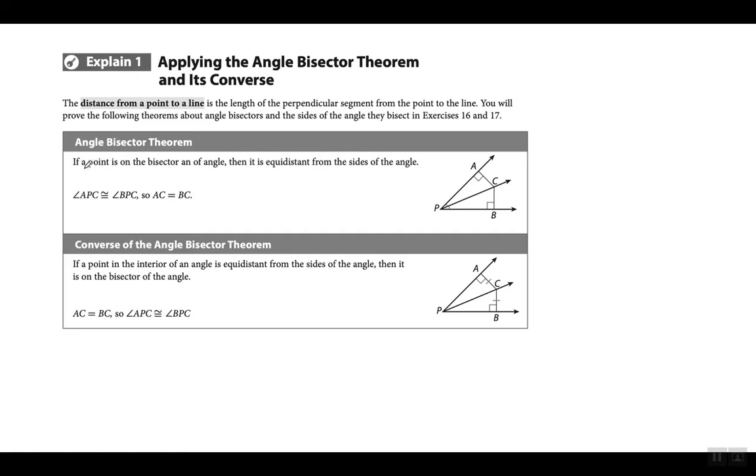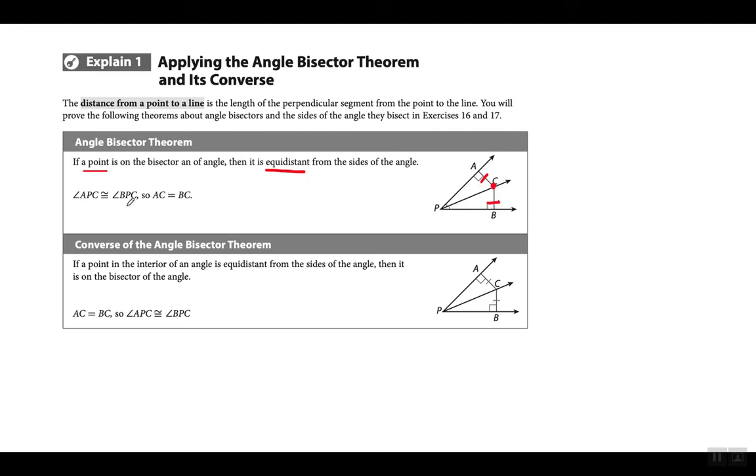Okay, now look at what it's saying here. This is the important part. If a point is on the bisector of an angle, so for example, point C, look at point C. If that point is on the bisector of an angle, which it is, then it has to be equidistant. That means equally distant from the sides of the angle. In other words, CA is going to be congruent to CB. The length of this segment, CA, is going to be equal to the length of this segment, CB. That's the key thing to take away from there.